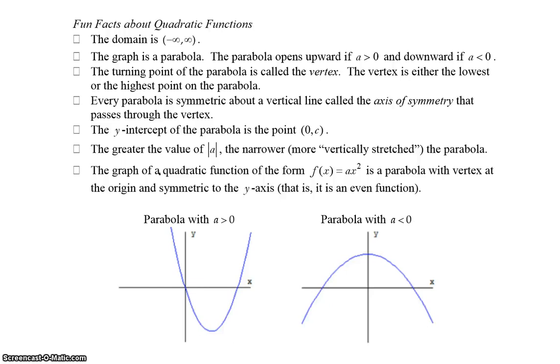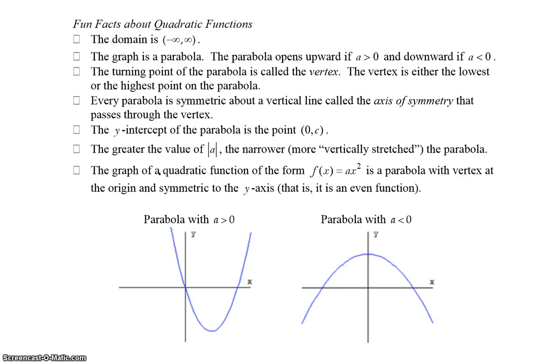The parabola opens upwards if a is positive and downward if a is negative. So you can see below there a parabola with a greater than 0, or positive, and a parabola with a less than 0, or negative. So the parabola with a positive opens up, the parabola with a negative opens down.